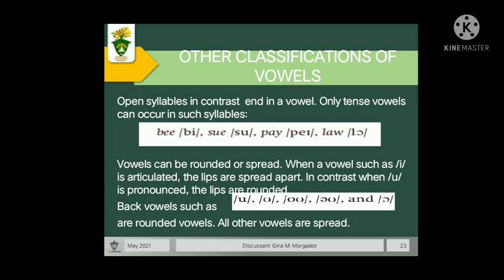So again, vowels can be rounded or spread. When a vowel such as E is articulated, the lips are spread apart, as in feet. In contrast, when U is pronounced, the lips are rounded. So we have back vowels such as U, these ones here. These are all rounded vowels. All other vowels are spread.